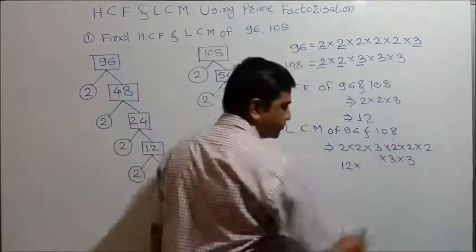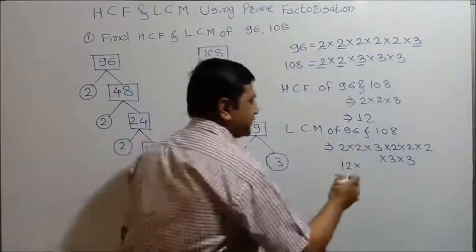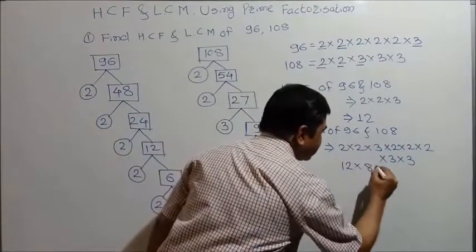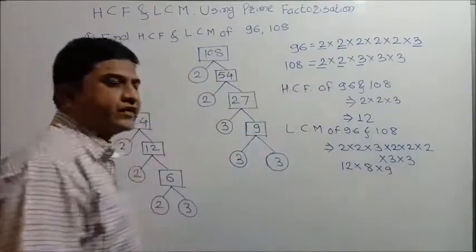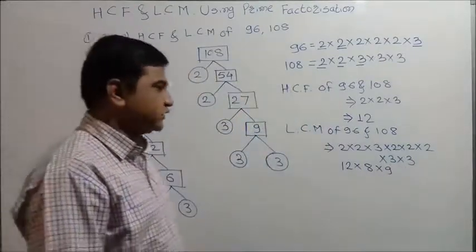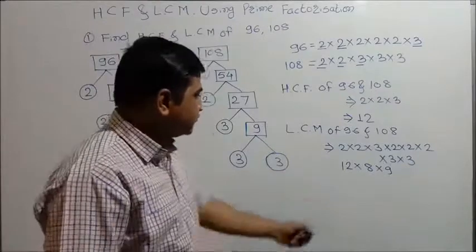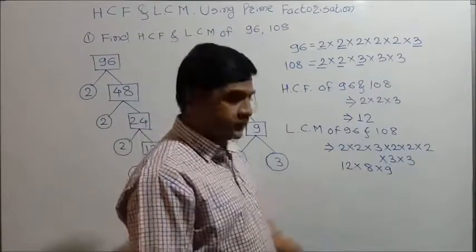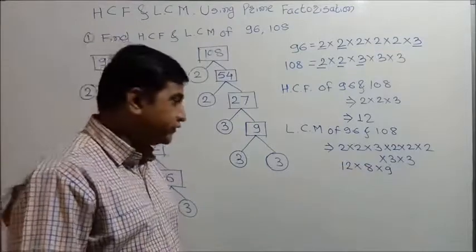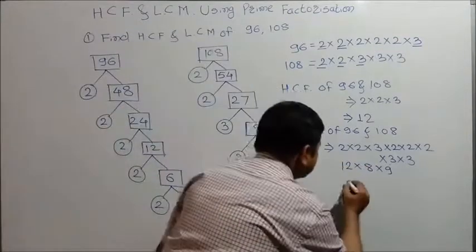Because writing the table of 96 and 108 is very difficult. If I start writing the table of 96 and 108, it will take me at least 10 to 15 minutes. And then finding out the common multiple of both 96 and 108 is a cumbersome, time-consuming job. And now, we are having a multiplication of simple numbers over here.